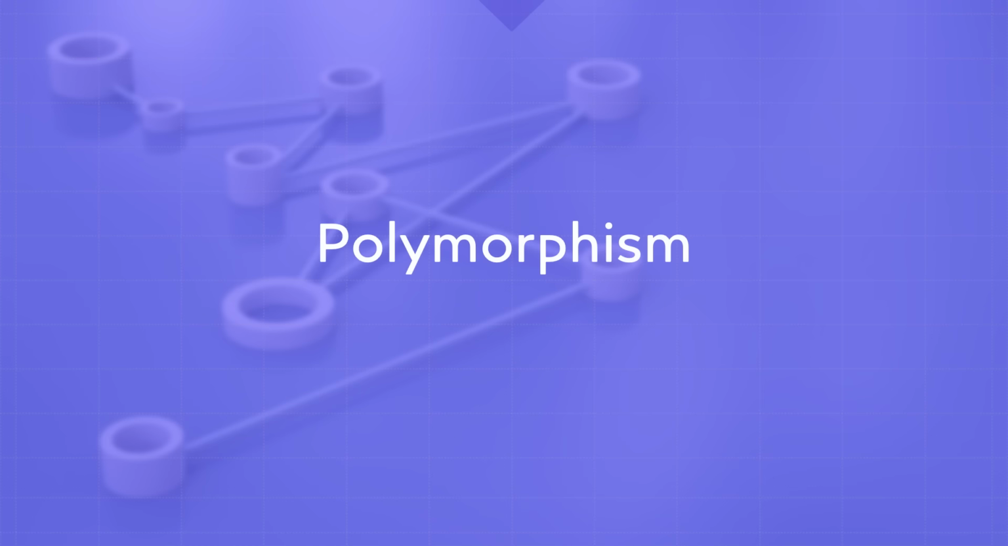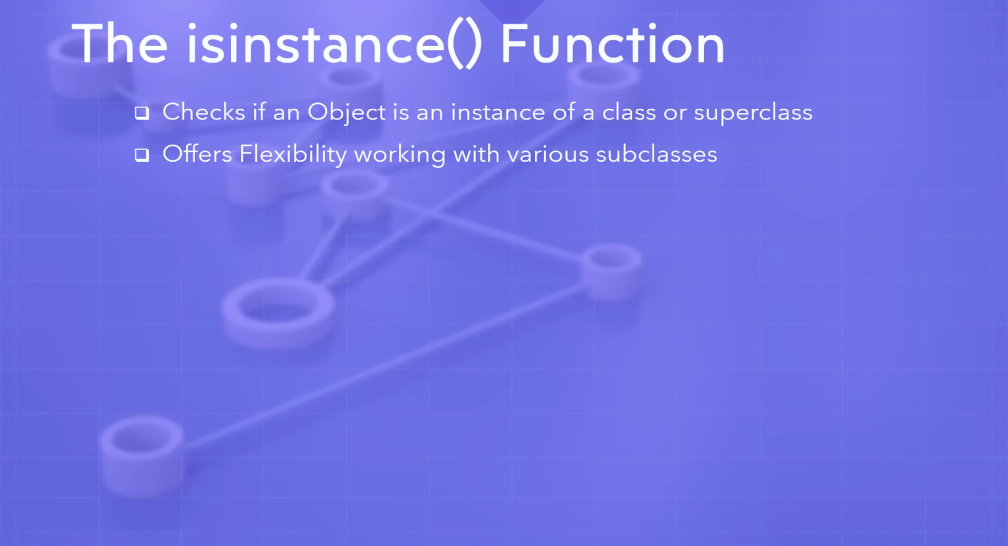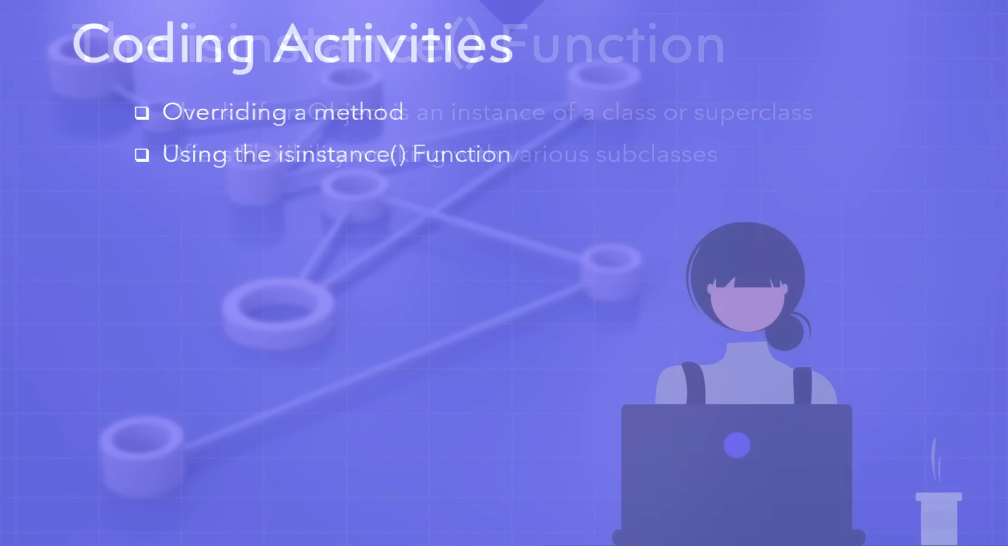Our next topic is polymorphism. Polymorphism means many forms. It offers flexibility by letting you change the behavior of an object and its form. With polymorphism, a subclass can override the methods inherited from its superclass, thus modifying the behavior of the subclass. And the isInstance function checks if an object is an instance of a class or superclass. This offers flexibility when working with various subclass instances in your program. For our coding activities, we will override a method and use the isInstance function.